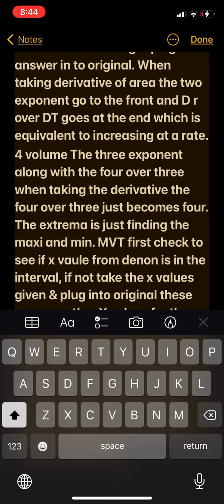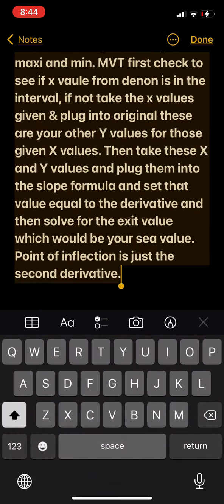For the MVT, first check to see if the x from the denominator is in the interval. If not, take the x values given and plug them into the original. These are your y values for those given x values. Then take these x and y values and plug them into the slope formula, set that value equal to the derivative, and then solve for the x value, which would be your c value.